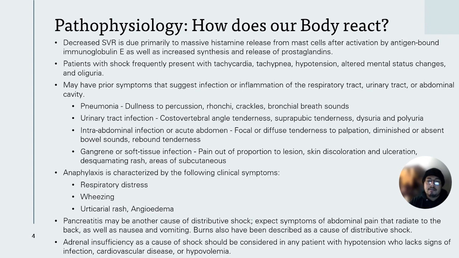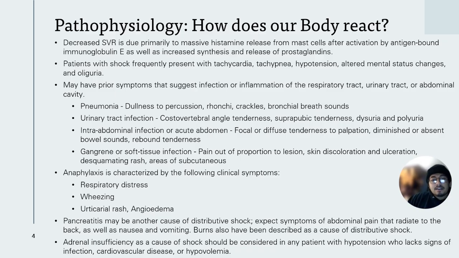You have the presence of pneumonia, and for that, you will be hearing a dullness to percussion, rhonchi, crackles, bronchial breath sounds. For urinary tract infection, costovertebral angle tenderness, dysuria and polyuria. These are just symptoms that we will note. Intra-abdominal infections or acute abdomen present with focal or diffuse tenderness to palpation, diminished or absent bowel sounds, and rebound tenderness.